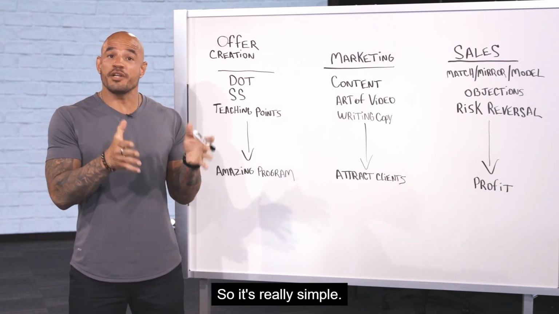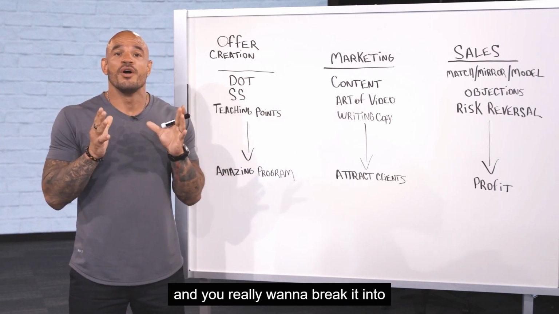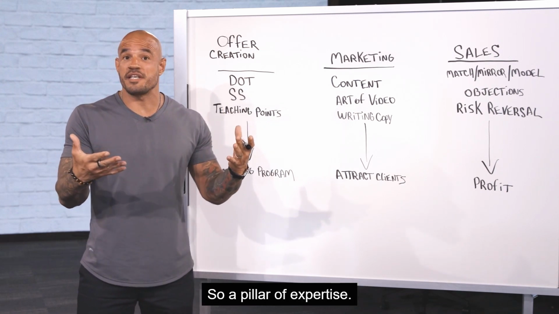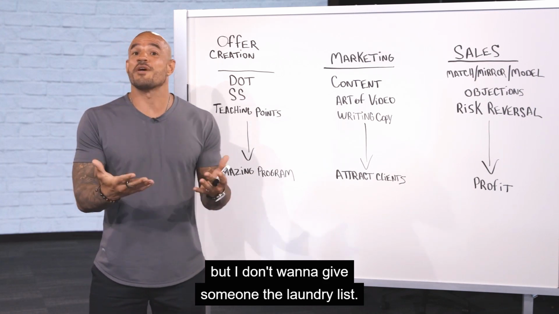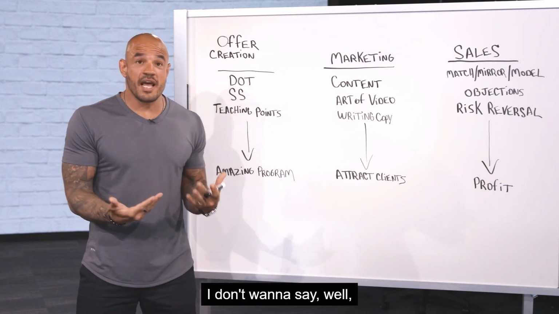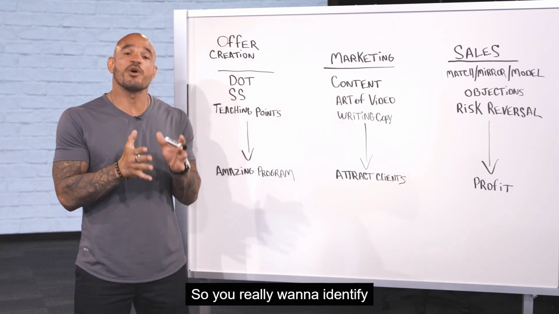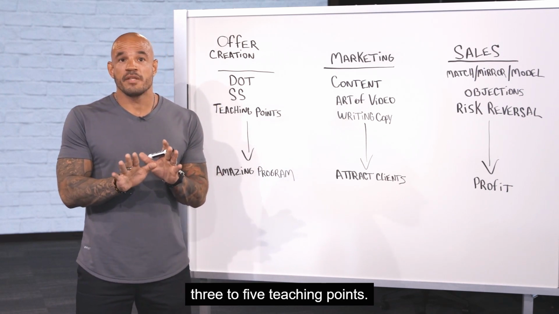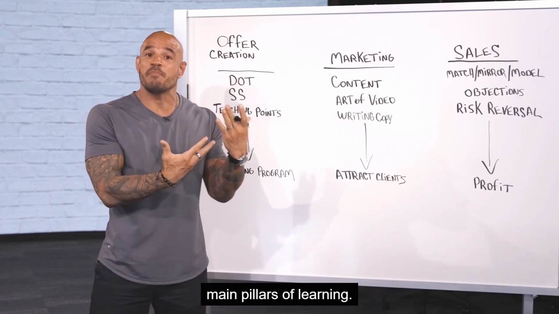So it's really simple. You want to take everything that you know and break it into what I like to call a pillar of learning, a pillar of expertise. There's a lot of things that I teach, but I don't want to give someone the laundry list. When somebody asks me, Raf, how are you going to help me do all these things? I don't want to say, well, there's about 47 steps that you need to take. So you really want to identify 3 to 5 teaching points. These are the 3 to 5 main pillars of expertise, main pillars of learning.